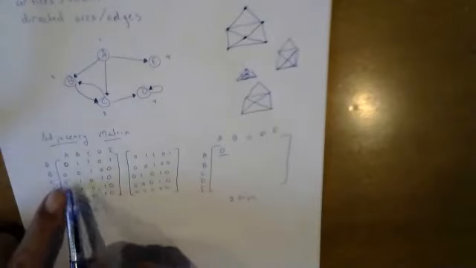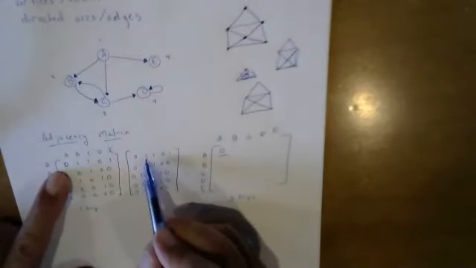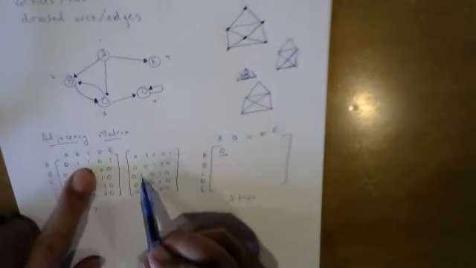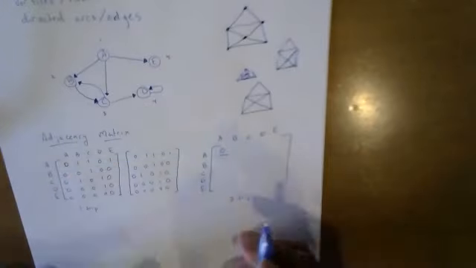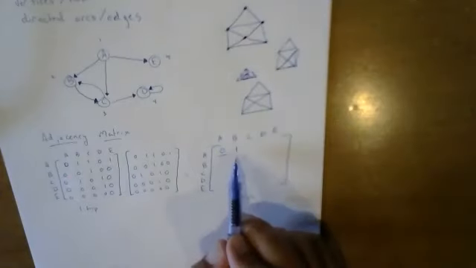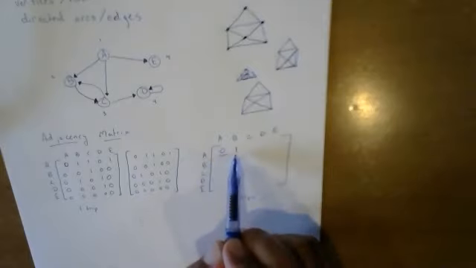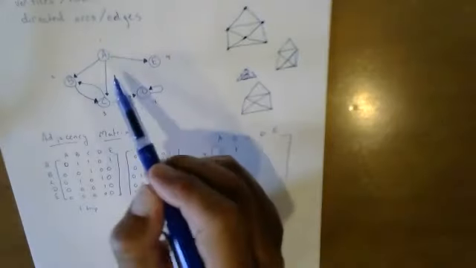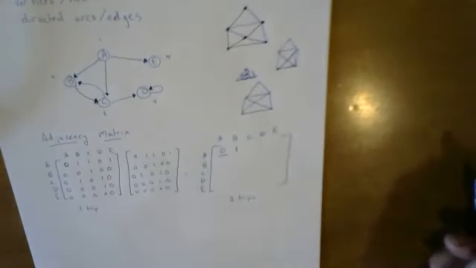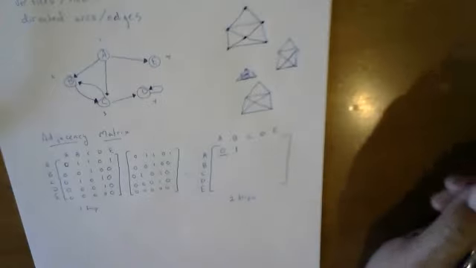So if I did row 1 times column 2, I'm doing 0 times 1 plus 1 times 0 plus 1 times 1 plus 0 times 0 plus 1 times 0. When I did row 1 times column 2, it says there's one way that if I start at A, I go somewhere and then I can come back to B. So this would be all of the ways that I could do that if I continued multiplying this out.